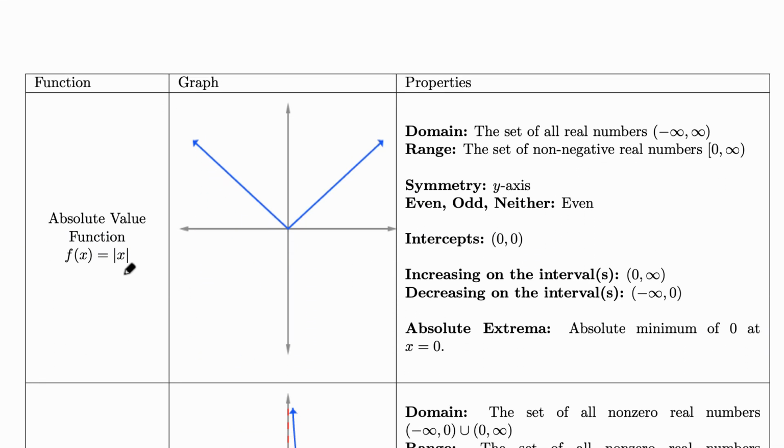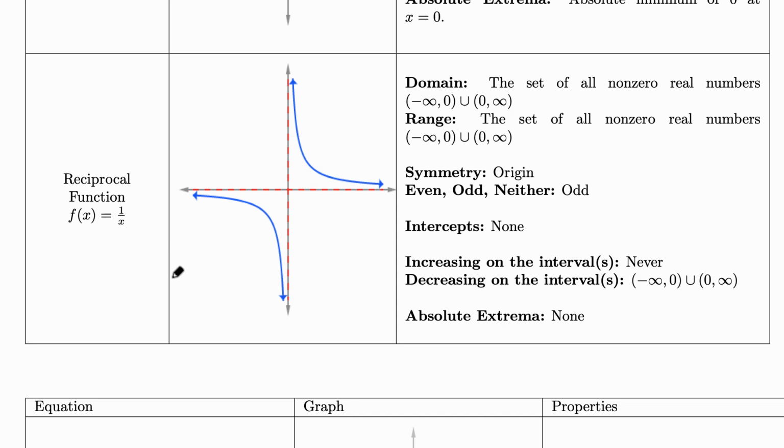And now we got the absolute value function, like a V-shaped graph. Absolute value function, y equals absolute value of x. We get everything positive above the x-axis, and go through the domain, range, symmetry, even or neither.